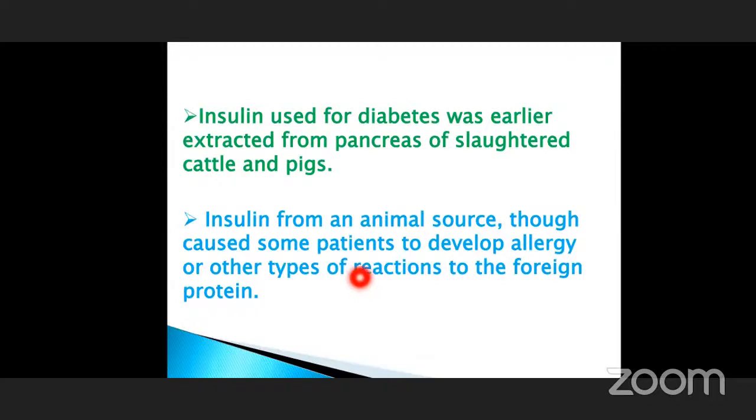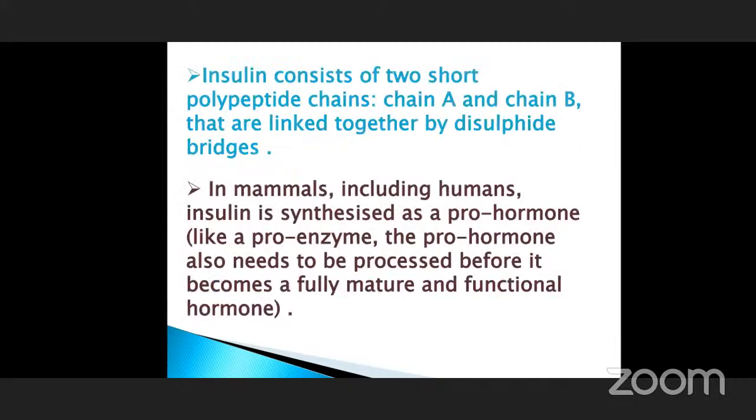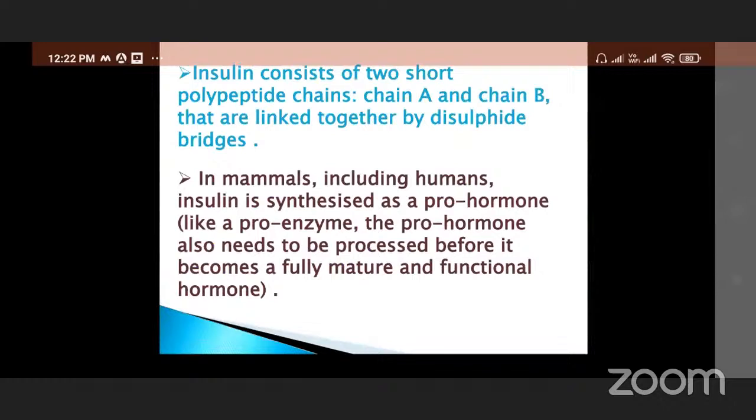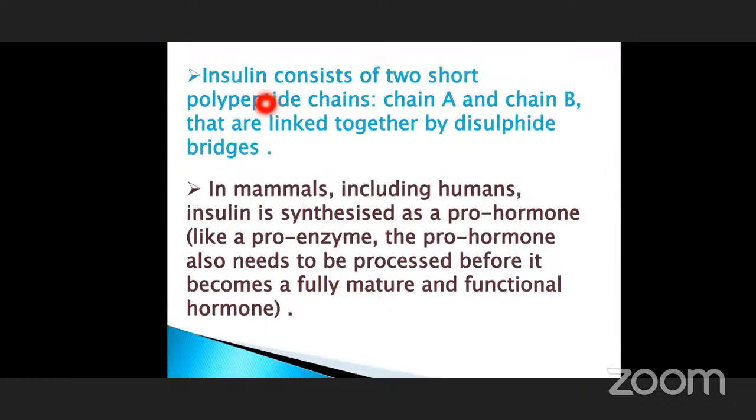And this, in 1983, Eli Lilly, an American company, prepared this artificial insulin. In the previous days, insulin used for diabetes was earlier extracted from the pancreas of slaughtered cattle and pigs. Insulin from an animal source, though, caused some patients to develop allergy and other types of reaction to the foreign protein. So that's why, with the help of rDNA technology, insulin is synthesized with the help of a bacterium, not from animals.